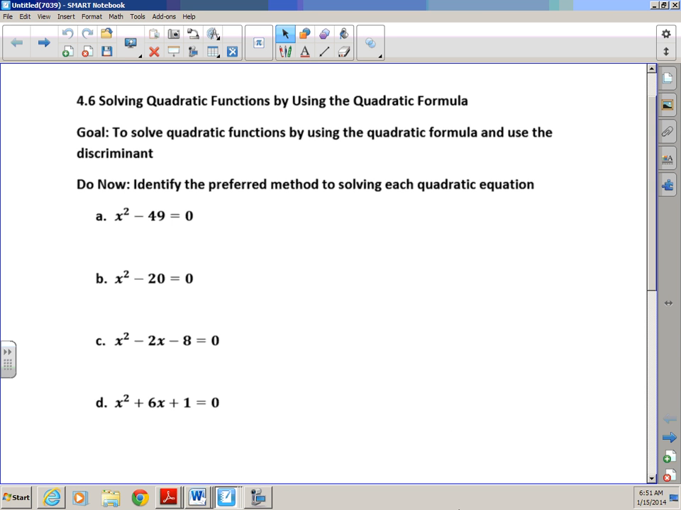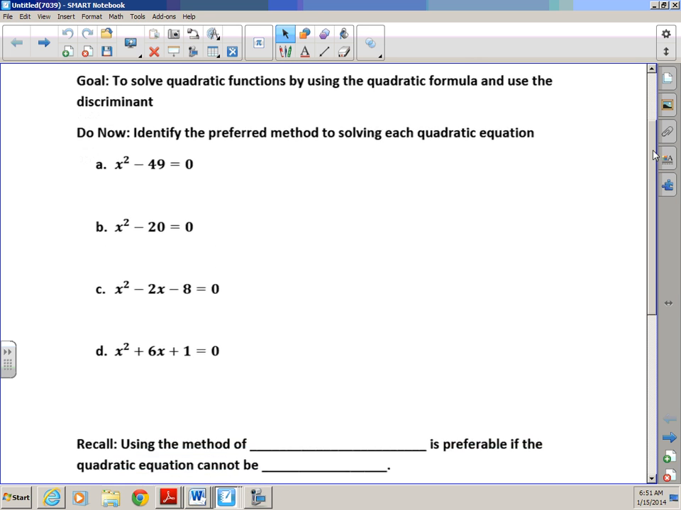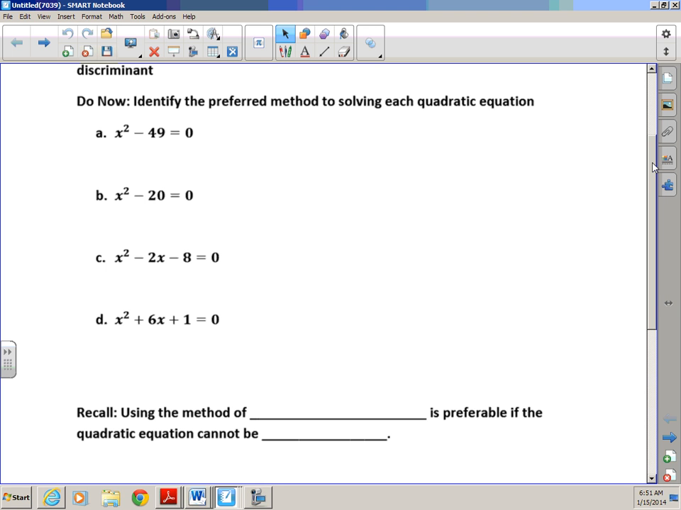Okay, what we want to cover today is another method to solve quadratic equations where we cannot factor the equation itself. So let's take a look at the following. I have four different quadratic equations, and the question is, we don't want to solve them, we just want to identify what's the best way to solve these.